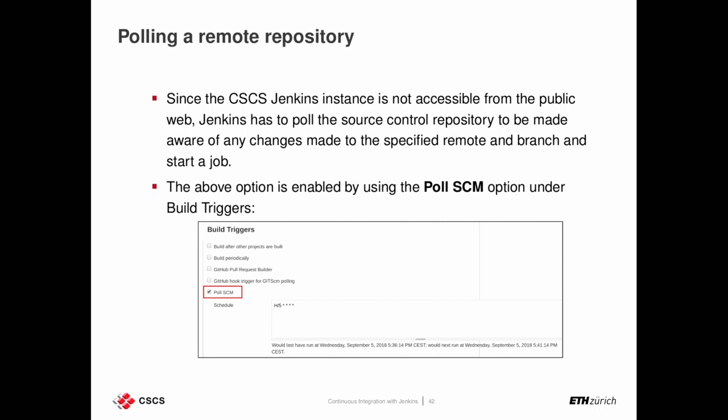You can say poll SCM, which basically polls the source control management, for example GitHub, and if a code change is made, depending on what filters on your branches you might have, it triggers a Jenkins job. In the cron syntax that Jenkins uses, this means that it will poll the source control management every 5 minutes, and if it finds a code change, it will trigger the build.